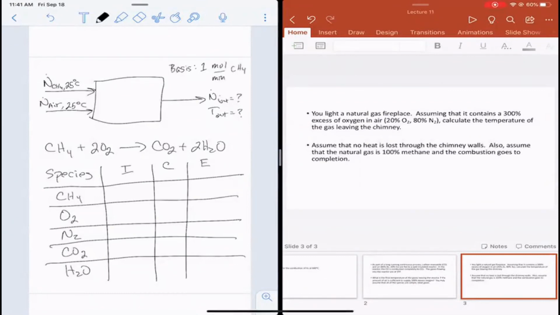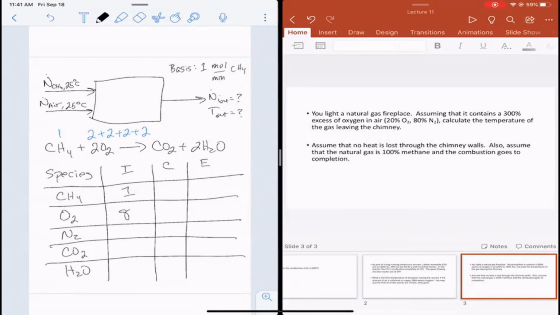And the time element actually doesn't matter at all. We're just using this number. And so that becomes 1. And now if you try to think about this, we have 300% excess oxygen. So if we look at the stoichiometry, if you started with 1 mole of methane, the stoichiometric amount that you need is 2. But 300% excess is 3 more of those: 2, 2, and 2. So that means that 300% excess is actually 8 moles per minute of oxygen.